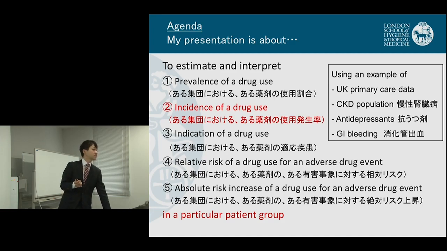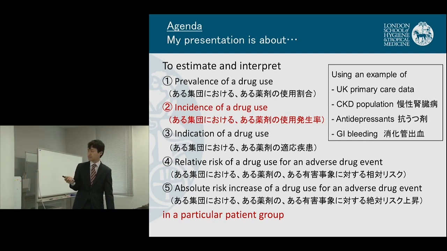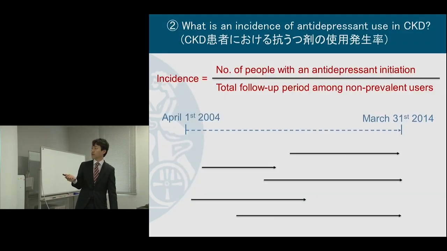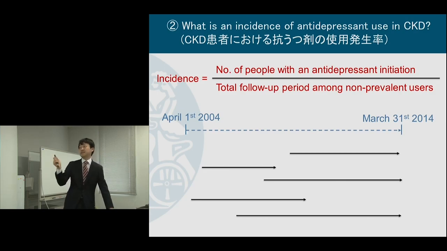Any other questions? Okay, so let me move on to incidence of drug use. Incidence was relatively easy. Incidence is calculated by the number of people with an antidepressant initiation divided by total follow-up period among patients at risk for starting the antidepressant, so in that case, non-prevalent users.